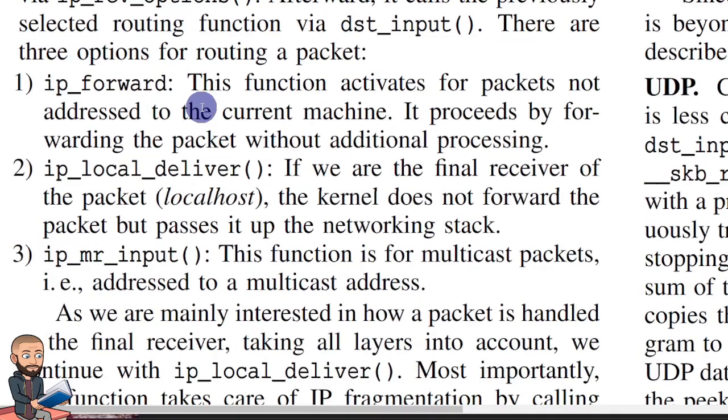So there are three options for routing a packet. Number 1, IP forward. This function activates for packets not addressed to the current machine. It proceeds by forwarding the packet without additional processing. Number 2 is IP local deliver.